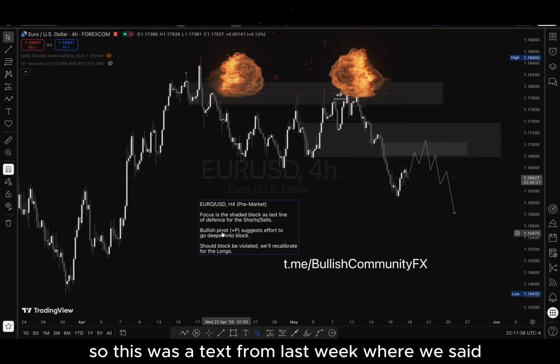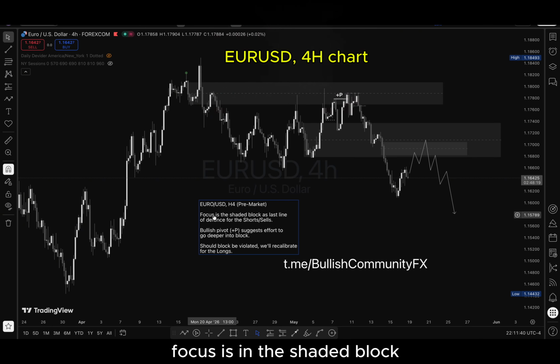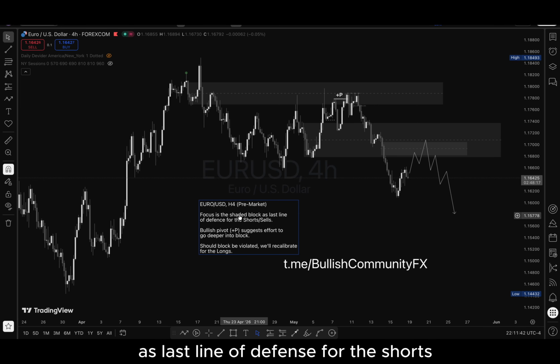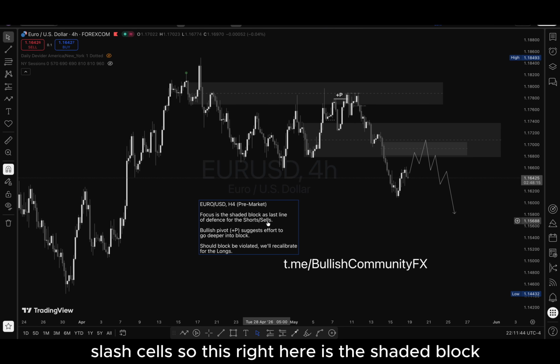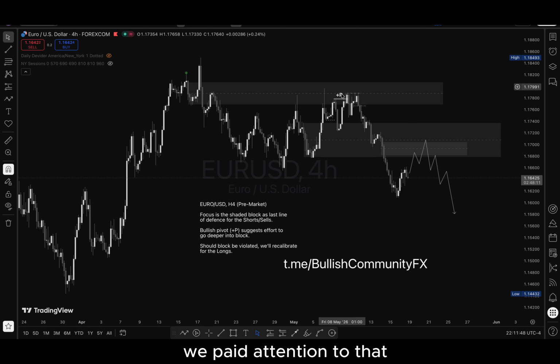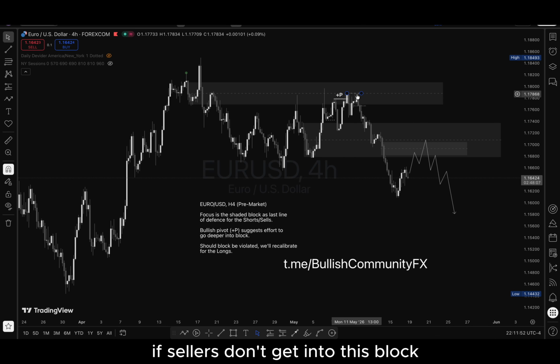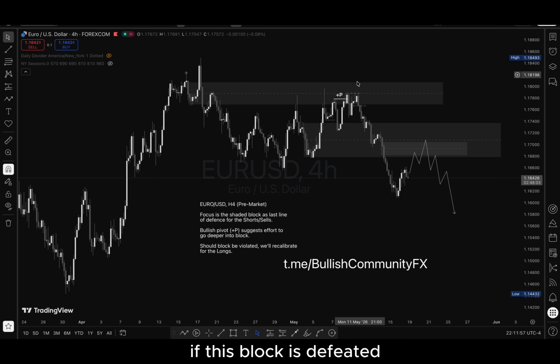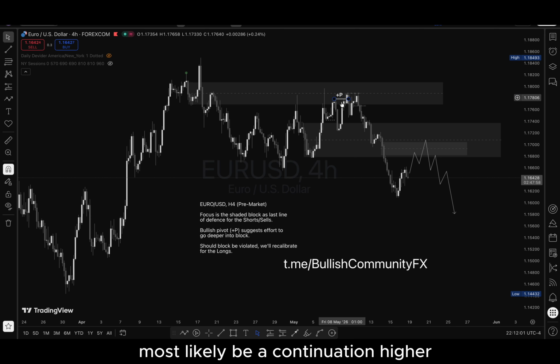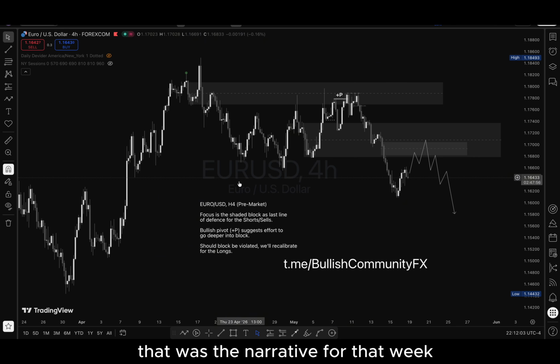All right. So this was a text from last week where we said focus is in the shaded block as last line of defense for the shorts slash sells. So this right here is the shaded block we paid attention to, the last line of defense. If sellers don't get into this block, if this block is defeated, then this will most likely be a continuation higher. That was the narrative for that week.